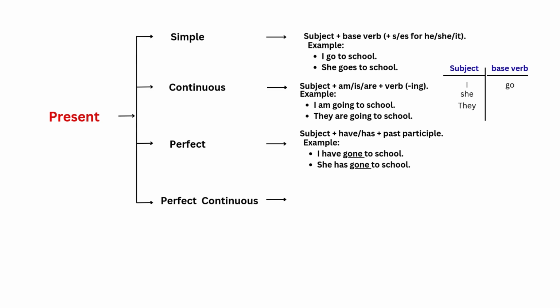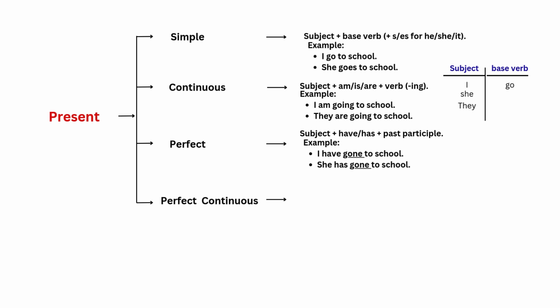For present perfect tense: subject plus have or has plus past participle. Example: I have gone to school means that at some point in the past, the person already went to school. I is the subject. Have is the auxiliary, helping verb used with the subject I in the present perfect tense. Gone is the past participle of the verb go, showing the action is completed. To school is the object, showing where the subject went.